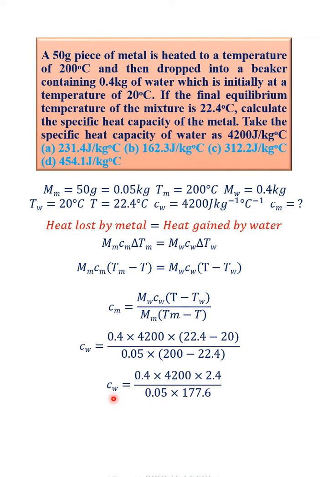So the specific heat capacity of the metal is equal to 0.4 times 4,200 times 2.4, when you do the subtraction, all over 0.05 times 177.6, when you subtract 22.4 from 200. If you use your calculator for this, the specific heat capacity of the metal is equal to 454.1 joule per kilogram per degree Celsius. And that will give us option D as the correct answer.